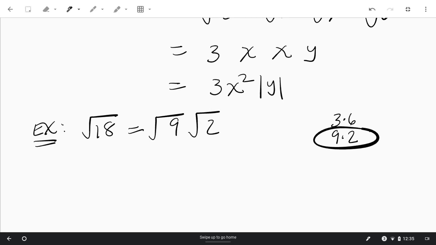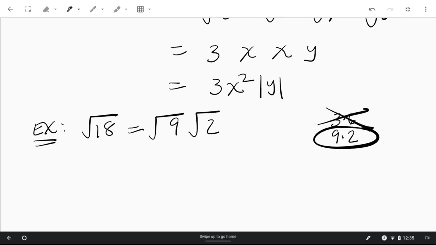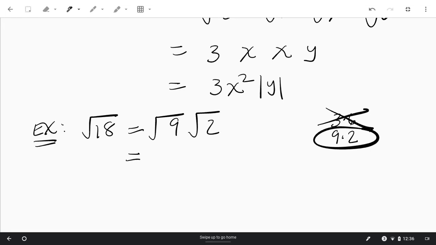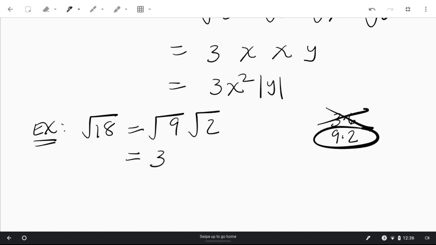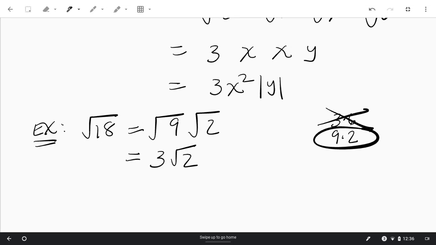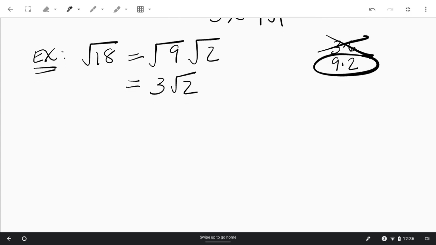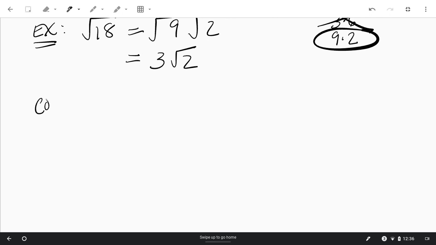The reason why we would use 9 times 2 and not 3 times 6 is because 3 and 6 are not perfect squares. However, between the 9 and the 2, the 9 is a perfect square. So you always want to use the one that has the perfect root. So here the final answer would be 3 square root 2. And then the other thing that you would need to do is also be able to combine radicals. So let's take a look at how we combine radicals.